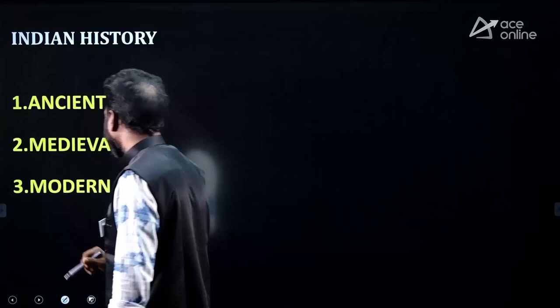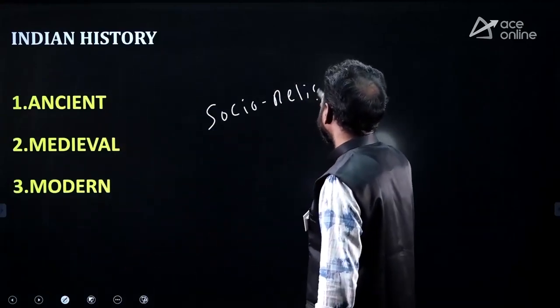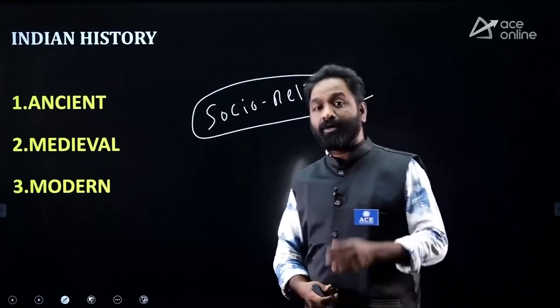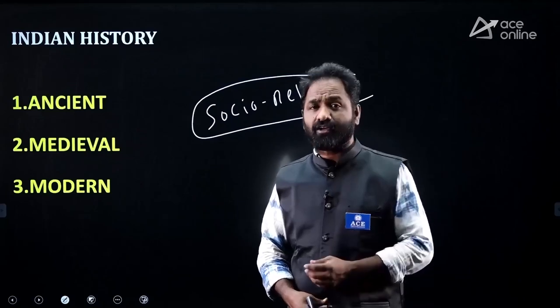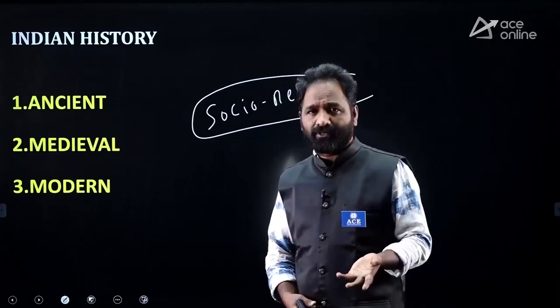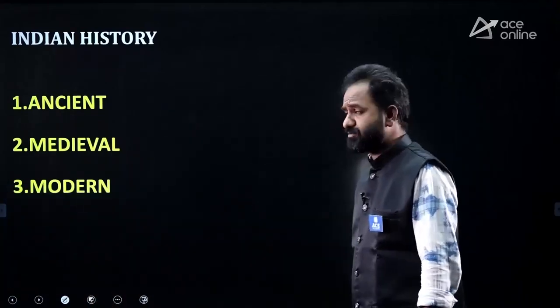And in modern history, they are asking questions about the socio-religious reforms also. Please give importance to this chapter, socio-religious reforms, like Brahma Samaj, Arya Samaj, Ishwar Chandra Vidyasagar, and Kandukuri Veeresalingam, and like many people are there. Please try to read about these social religious reforms.